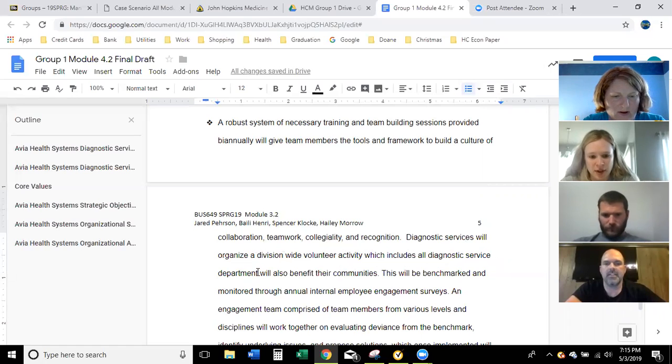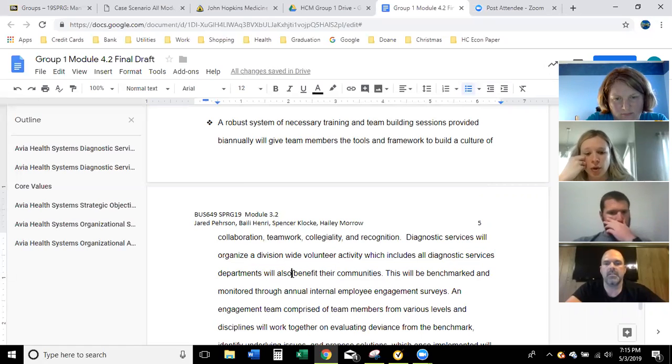Department. So this should be the plural, right? Include all diagnostic services departments. I think it's services. Isn't it diagnostic services? Mm-hmm. Okay. I feel like we're missing something here, almost like it needs to say how. You can take out "will also" and put "to." Perfect.